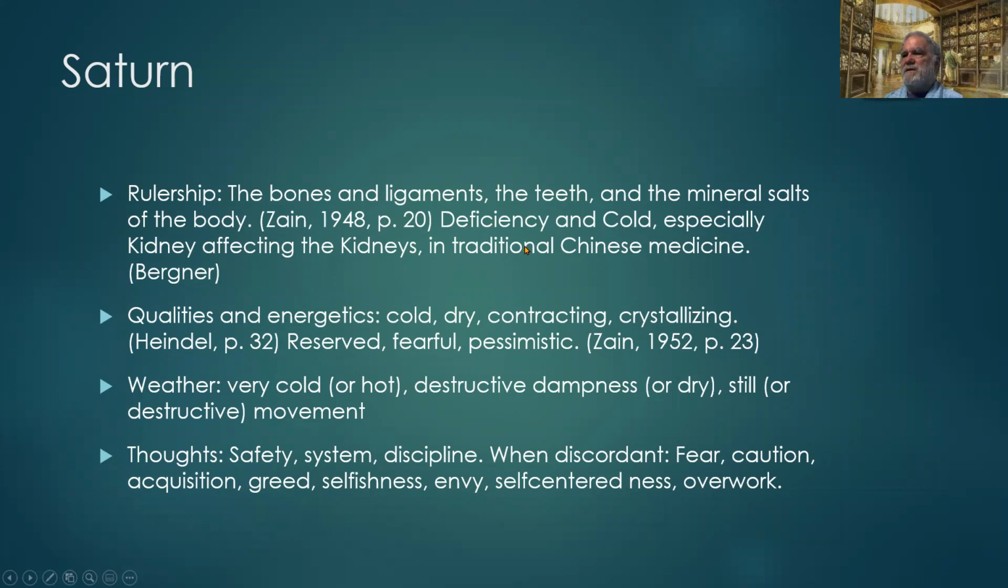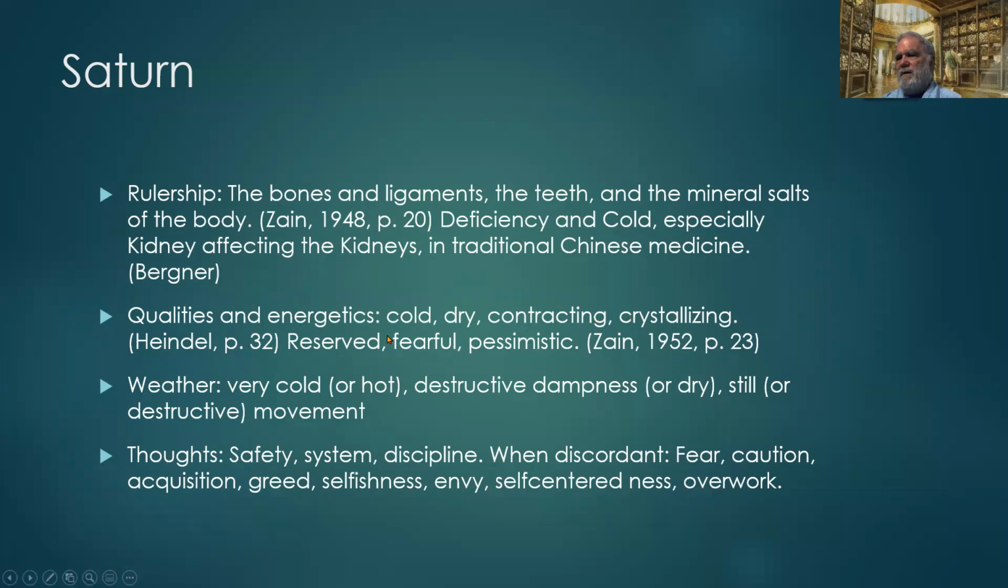In traditional Chinese medicine, this is the kidney. I should translate this into not traditional Chinese medicine. That's your core vital reserve, is what they call kidney in Chinese medicine. So it can cause depletion of your core vital reserve. The energetics are cold, dry, contracting, crystallizing. That's from Heindel. The qualities: reserved, fearful, pessimistic.